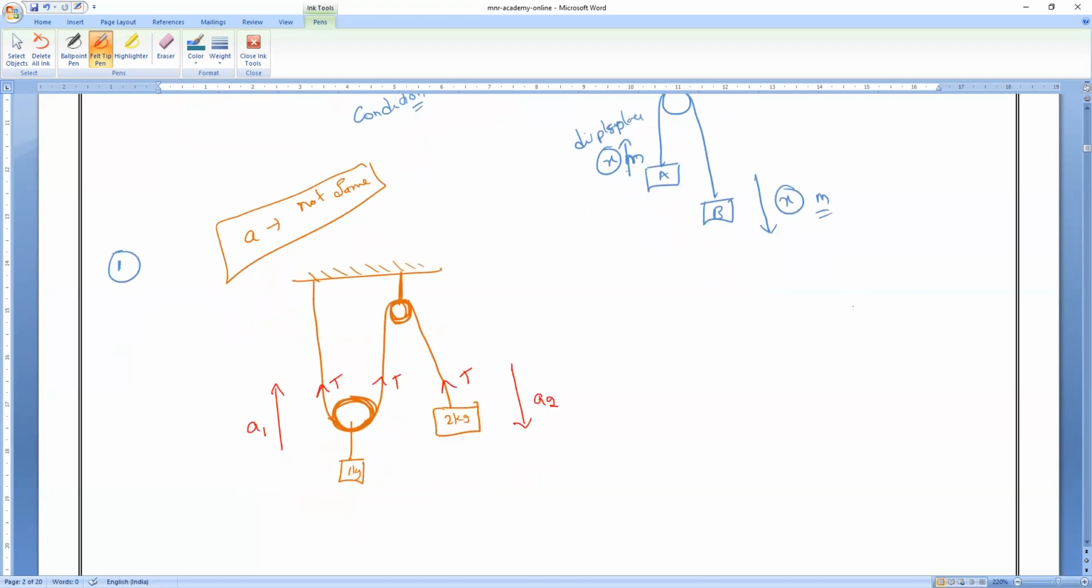Now the question is: find the acceleration of the 2 kg mass. What is our question, everybody? Find the acceleration of the 2 kg mass. Clear, everybody? So that is our target. Now, imagine this body has a displacement of some x, so this body will also show some displacement x. Am I right or wrong, everybody?